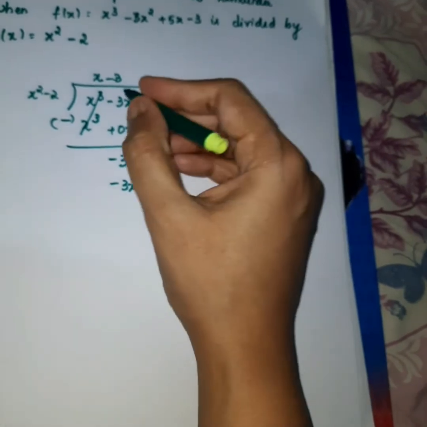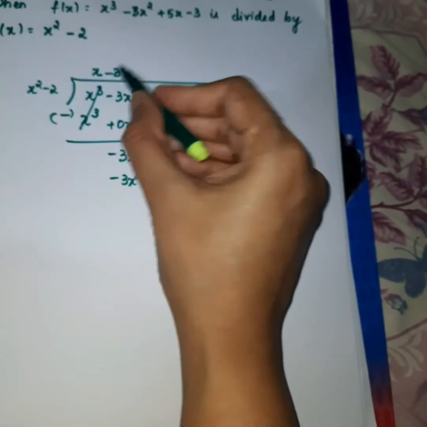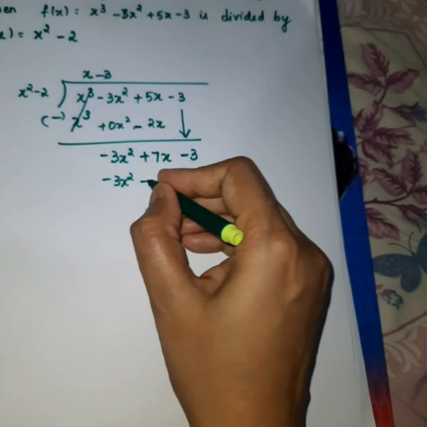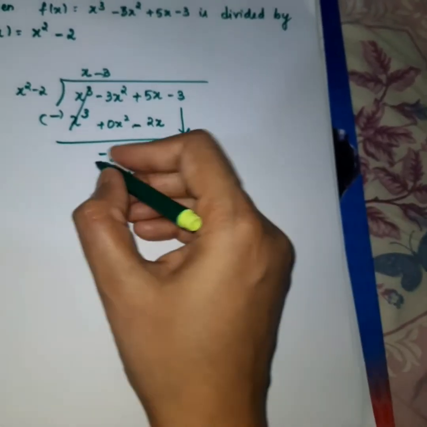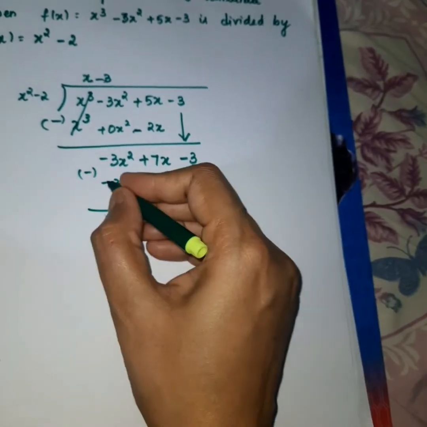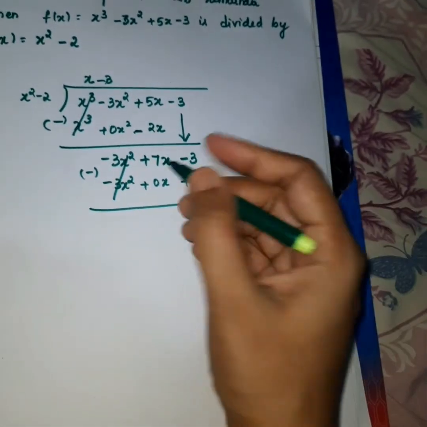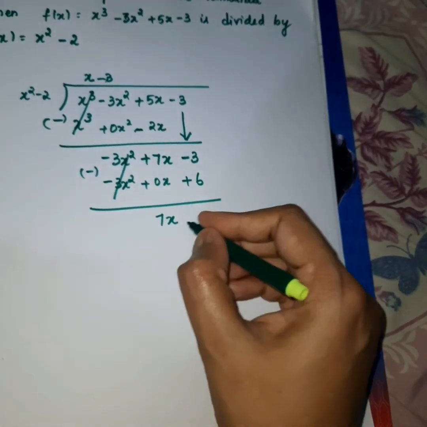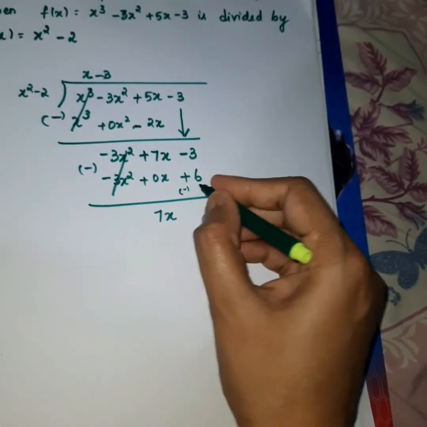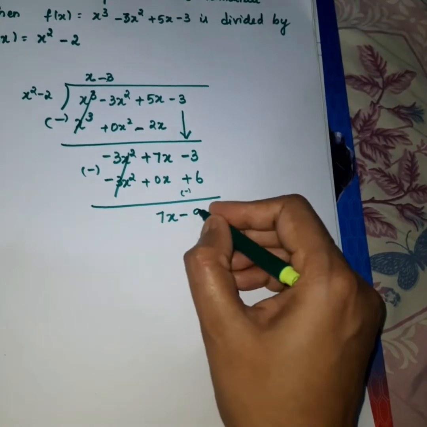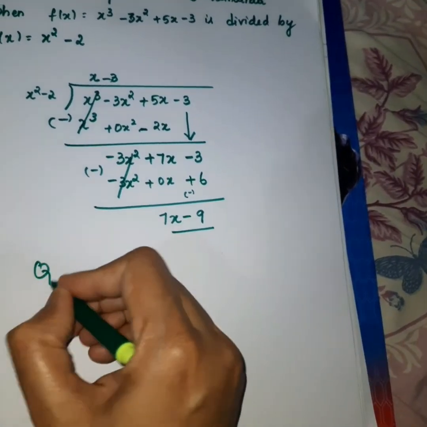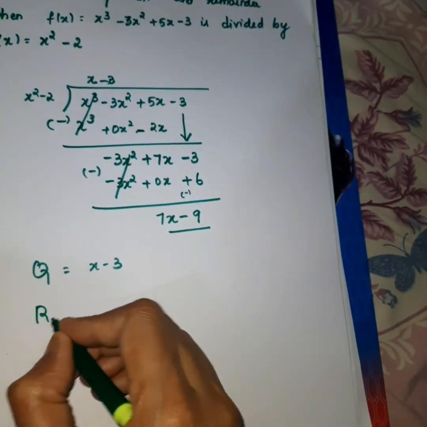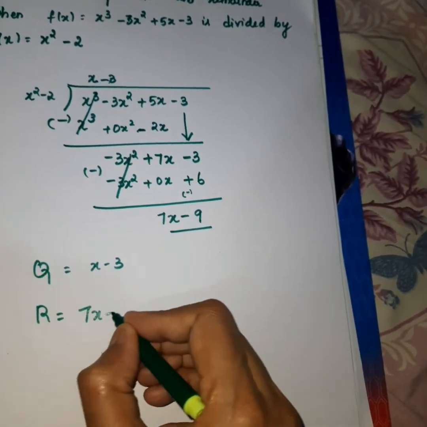So we just write it in the constant term as 6 and keep the x term as 0x, as we do not have anything. Again, by subtracting, the x square term goes off. So that's going to be 7x. Minus 6 it becomes, so minus 9. Minus 3 plus minus 6 is minus 9. So here the quotient is x minus 3 and the remainder is 7x minus 9.